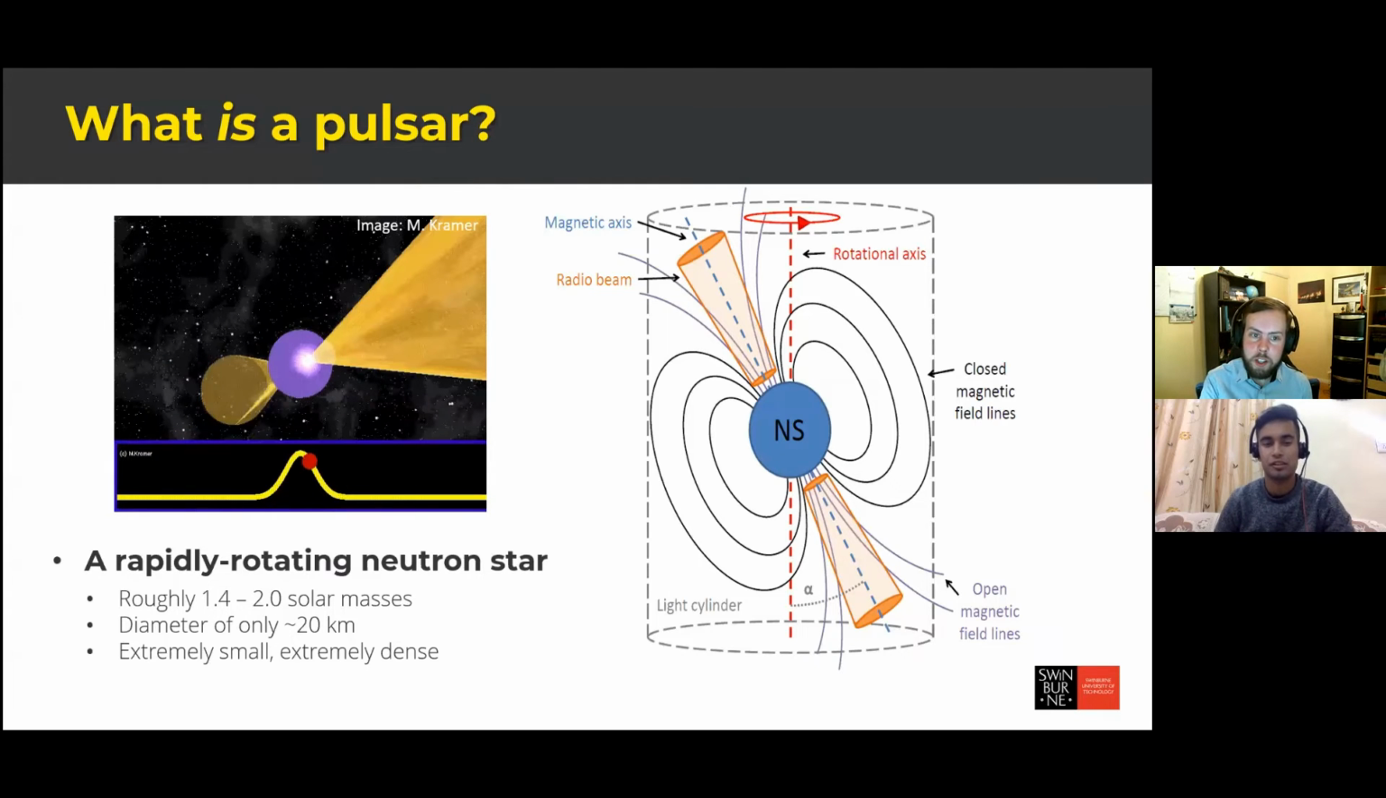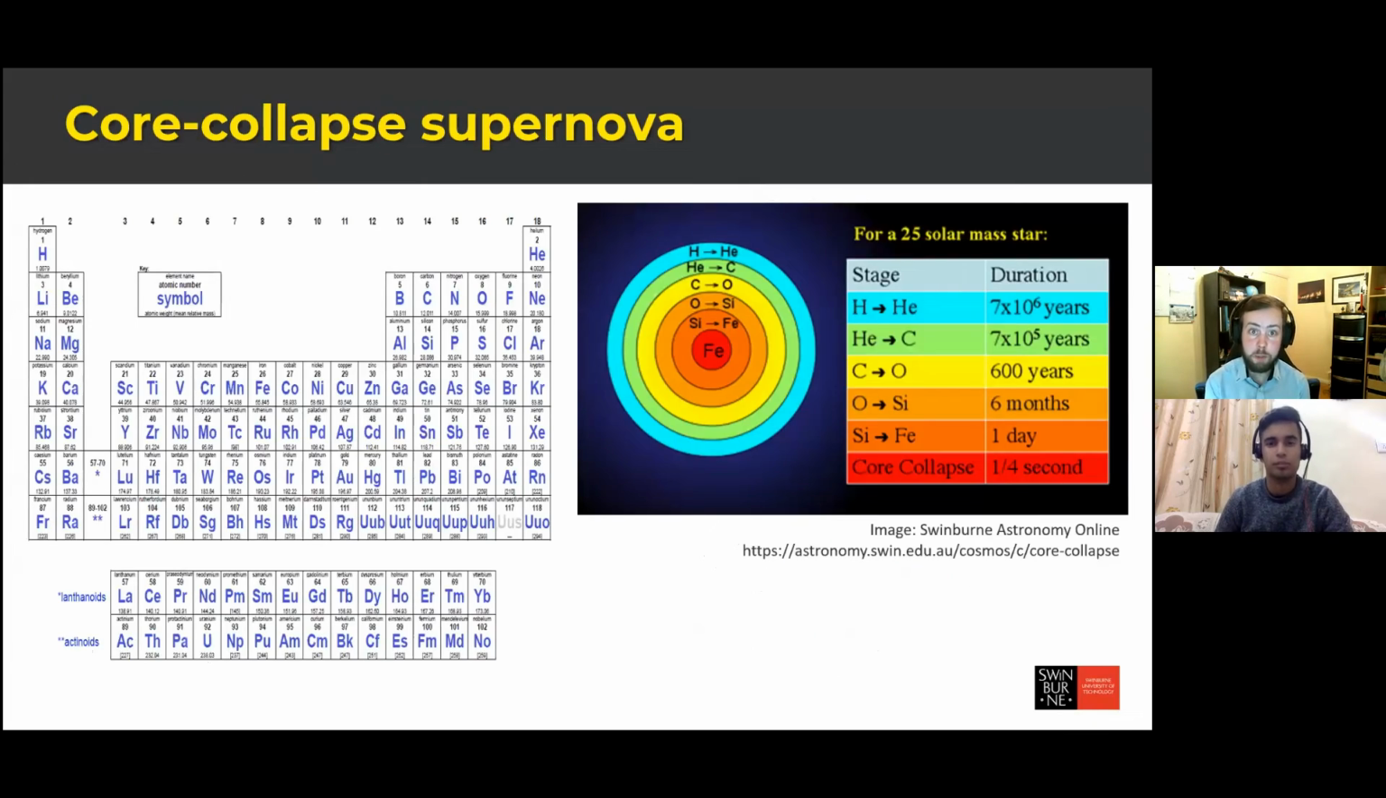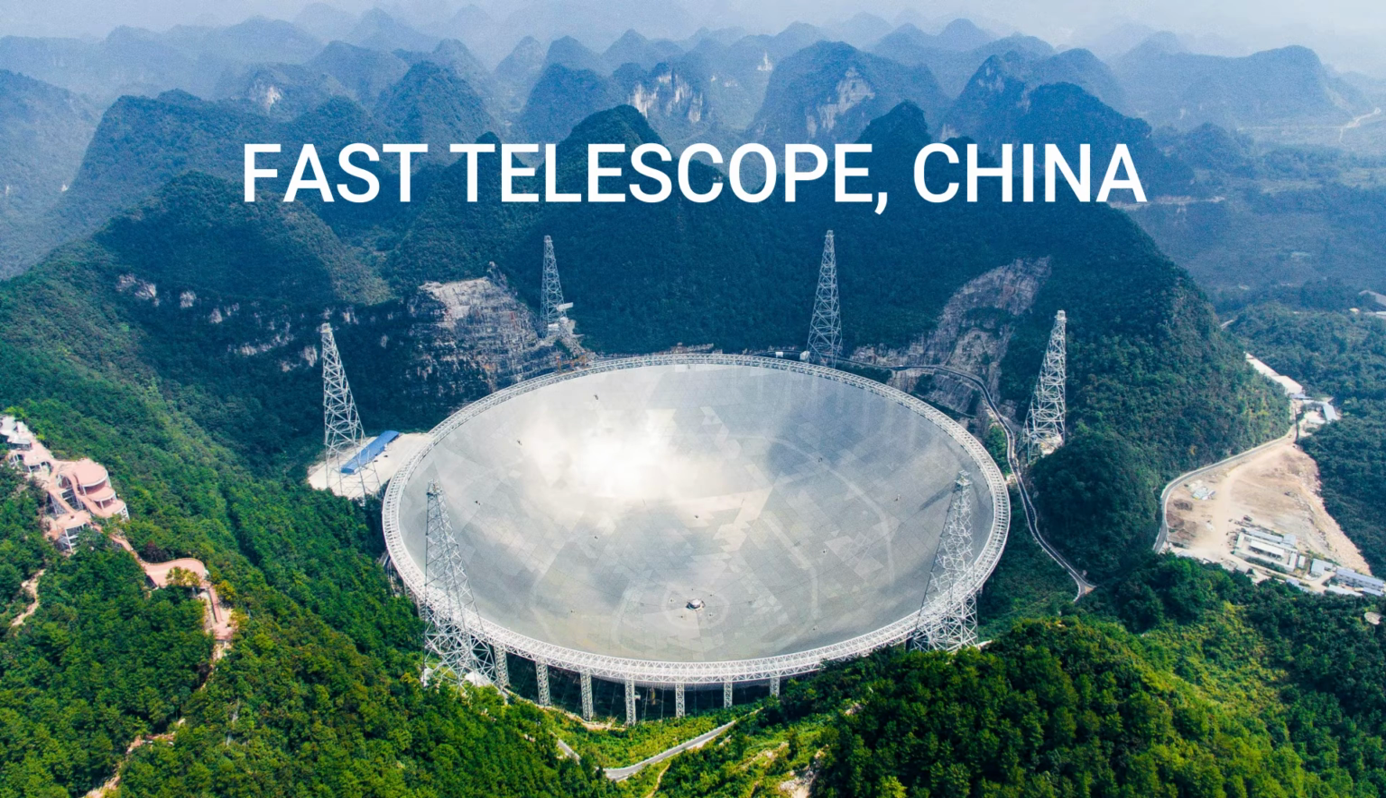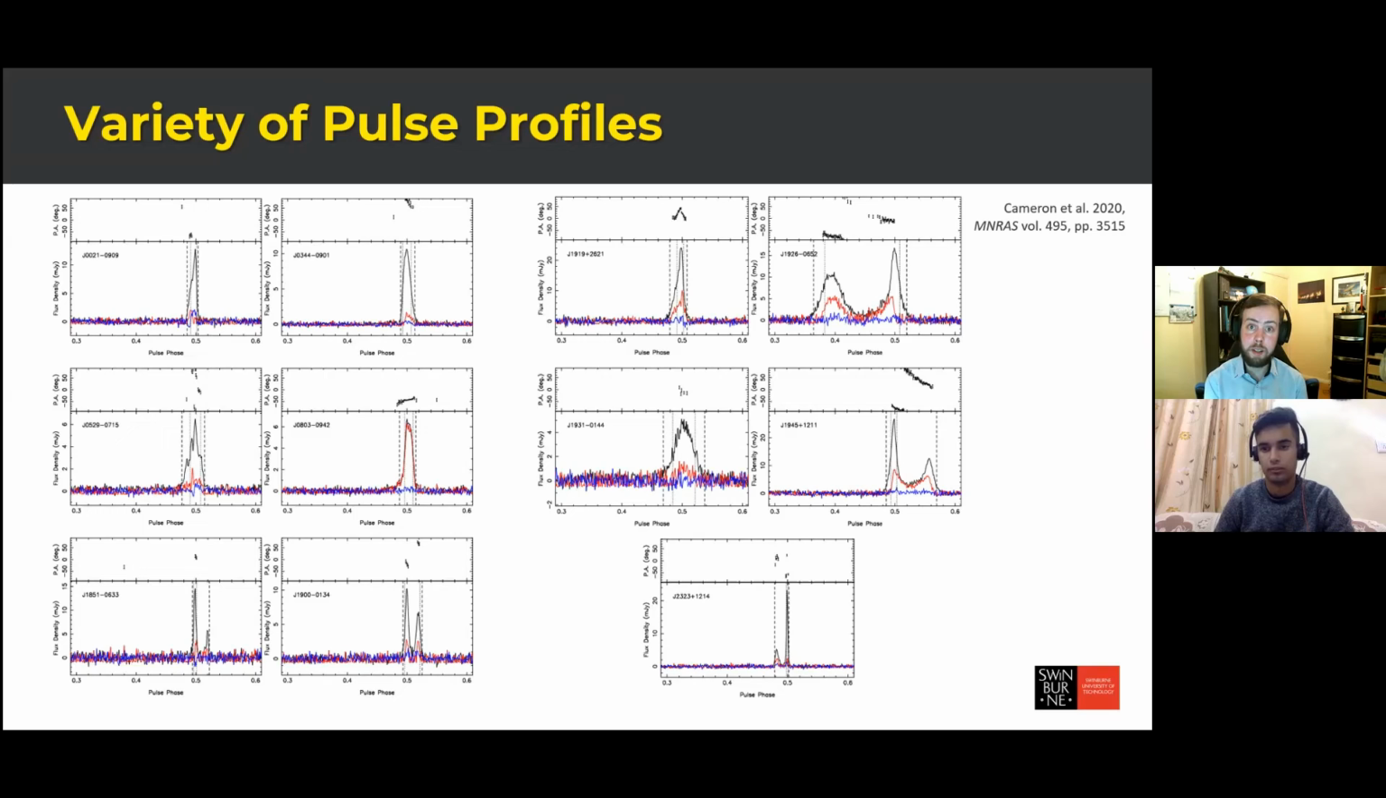So here you can see some of the pulsars that I've studied in the last few years. These were pulsars discovered by a telescope in China called FAST. It's the world's largest single-dish radio telescope. It's 0.5 kilometers wide. And you can see here, these are some of the pulses that we get from a handful of different pulsars as their emission beams cross the line of sight of the Earth. And you can see they vary in shape quite a lot.